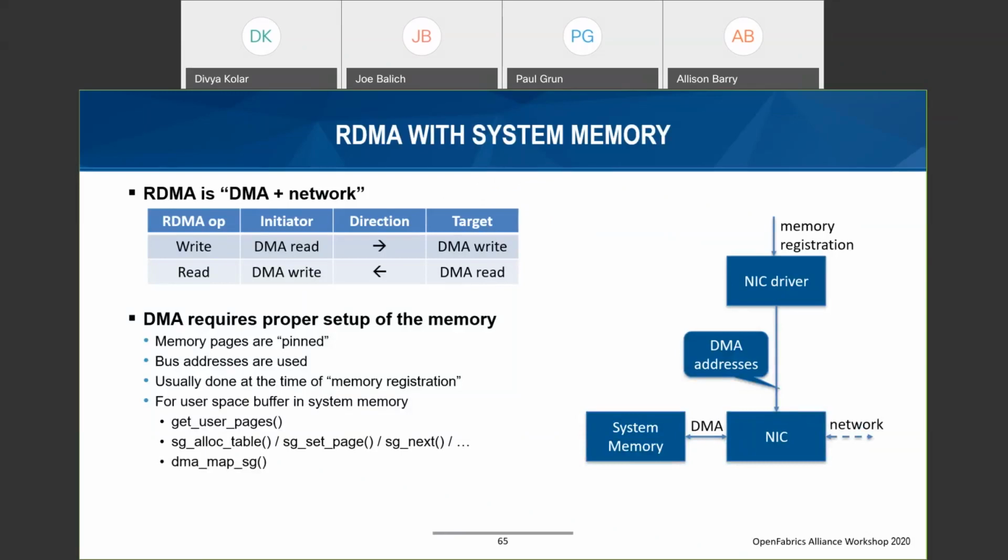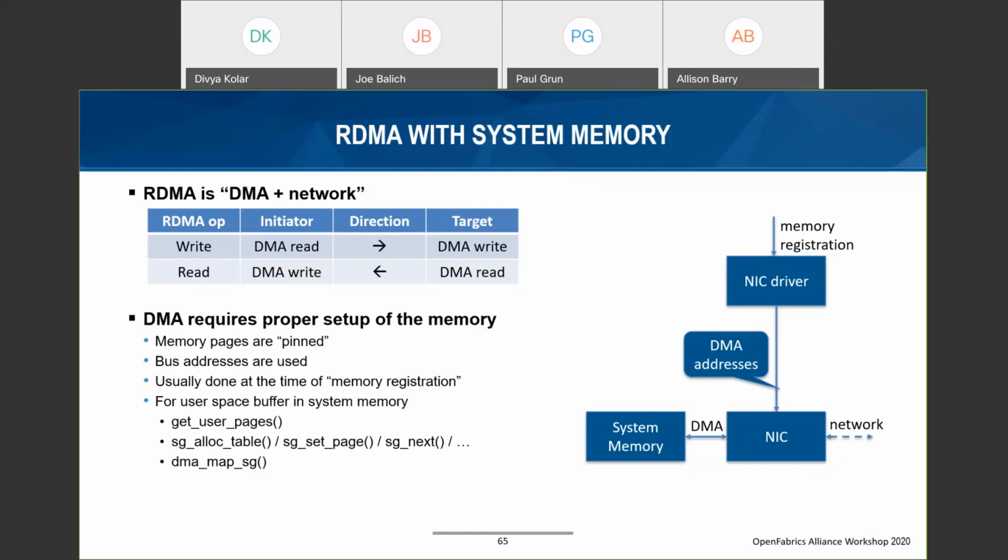For example, with an RDMA write operation, on the initiator side there is a DMA read. The NIC is going to read the data from the buffer and then send the packet over the network. At the target side, there's a DMA write. For an RDMA read operation, it's just the same, but with the direction reversed. The initiator will do a DMA write, and the target will do a DMA read.